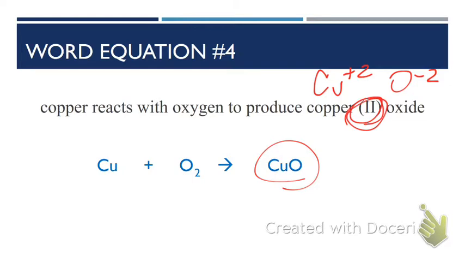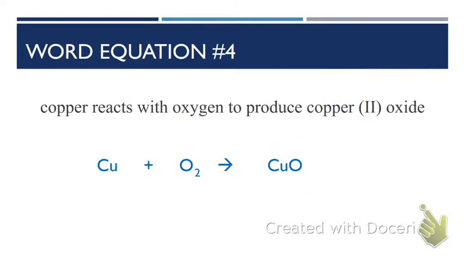Now, this isn't balanced, but we can do that pretty quick and easy. There's 2 O's, that gets me 2 O's, and then 2 Cu's. So 2, 1, 2, nice short reaction.